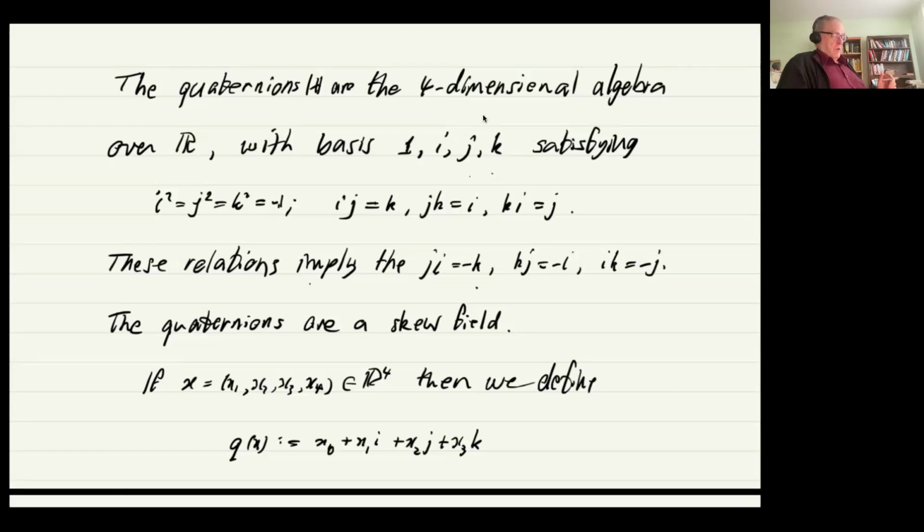And the comment I want to make is that the quaternions form what is called a skew field, which is a non-commutative field. So it has all the distributivity and associativity axioms, but it drops the commutativity. Sometimes the geometers refer to them as division algebras. So we'll stick to skew field for now.